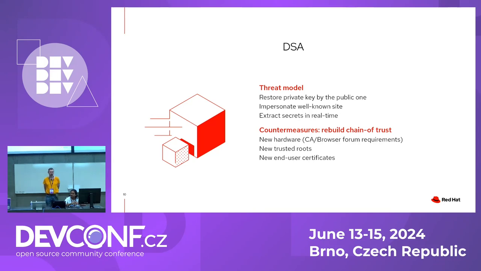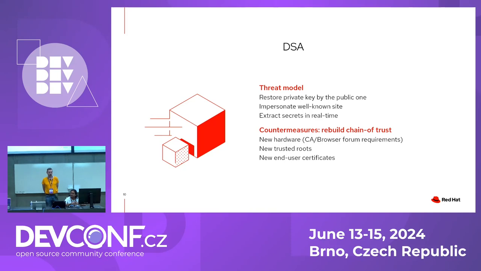The case of digital signature is here on the slide. Well, first step of the threat: we use some magic. Sorry, I wanted to say we use a quantum computer. Then we make a calculation. We restore the private key from the public key, which is impossible without that magic. And then you can mount a real-time attack, man in the middle, impersonate a well-known site, and then steal all the secrets you want.